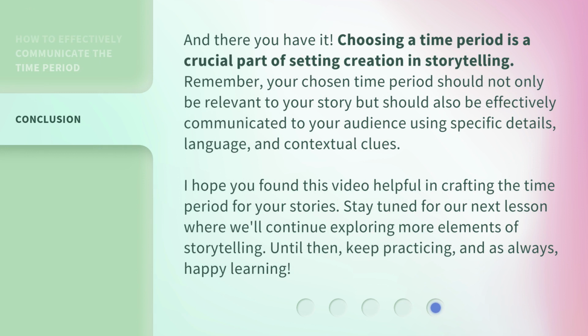And there you have it. Choosing a time period is a crucial part of setting creation in storytelling. Remember, your chosen time period should not only be relevant to your story but should also be effectively communicated to your audience using specific details, language, and contextual clues.